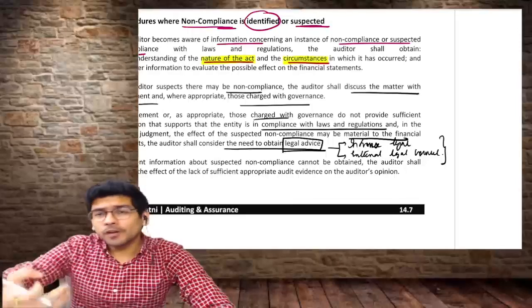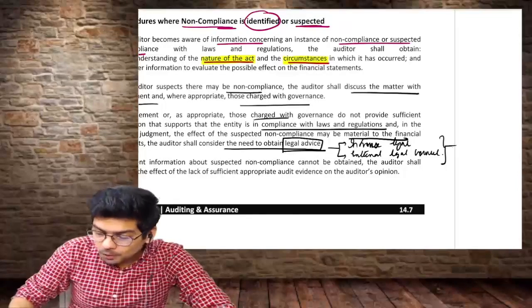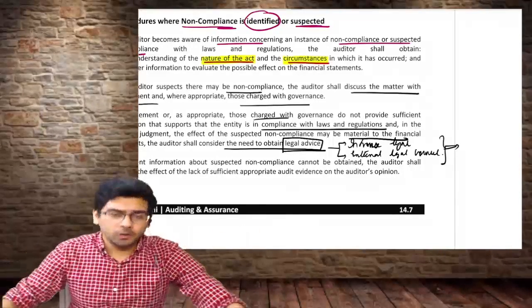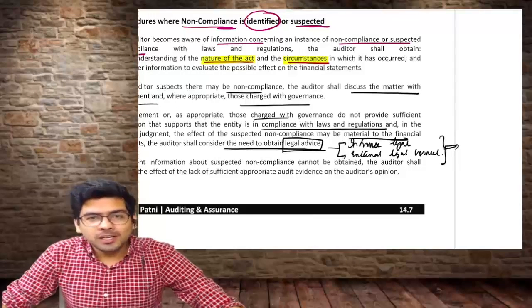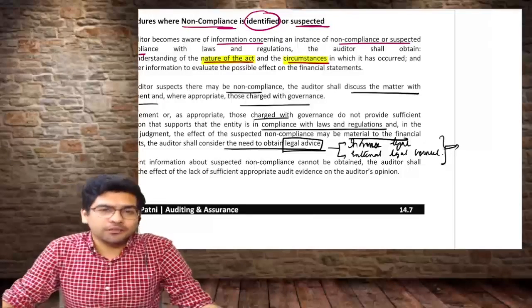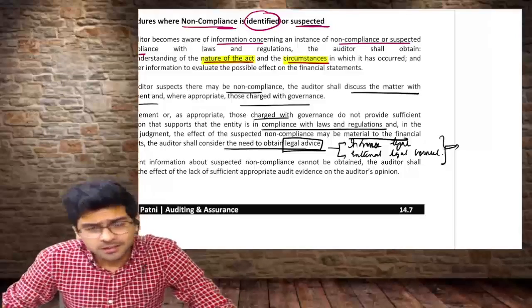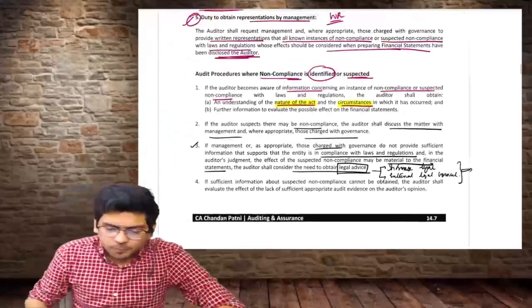If you are not able to get information from them also, probably you need to engage your own legal advice. You need to consult your own legal counsel. You need to go to your own advisor, friend, or lawyer, whoever he is. So this is the third point.